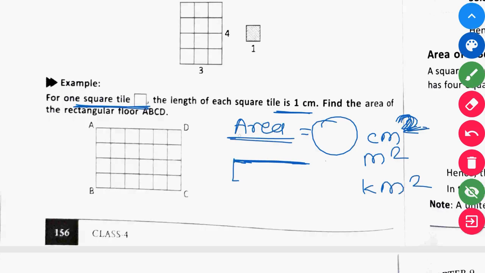Okay, now here one tile measurement is given, that is 1 centimeter square. So we have to find the rectangular floor ABCD's area. Now there are two methods. Calculate each tile.